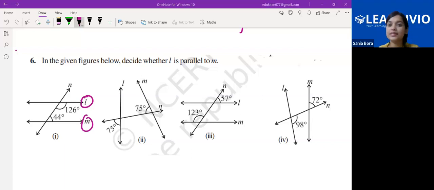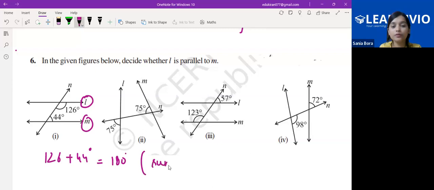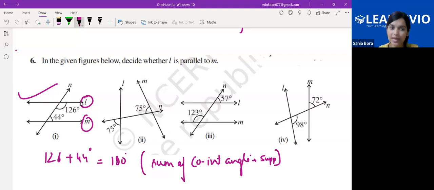Okay, so let's quickly discuss the answers. The first one: if you add 126 plus 44, you will get 180. That means the sum of angles on the same side, the sum of co-interior angles, is 180. It's supplementary, right? Co-interior angles are supplementary, or 180. So that's why it is a parallel line. So the first one is a parallel line.